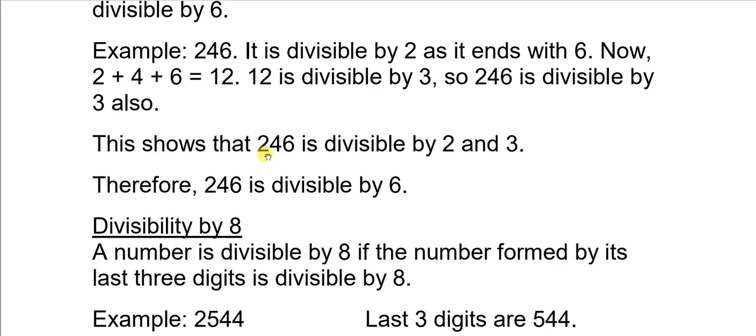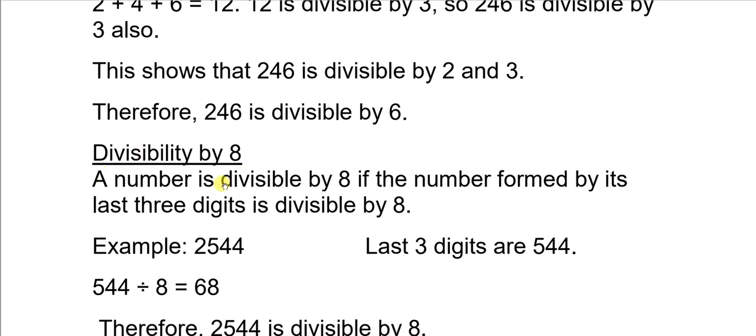Okay. Now we will learn divisibility by 8. A number is divisible by 8 if the number formed by its last 3 digits is divisible by 8. Here in this case, the last 3 digits should be divisible by 8. It is the same as 4. The only difference is that in the case of 4, we are checking the last 2 digits, whereas in the case of 8, we are checking the last 3 digits.